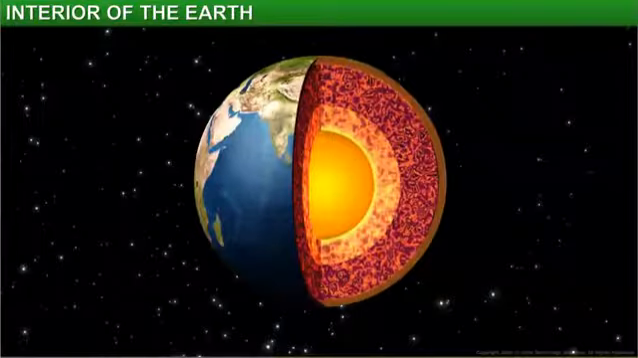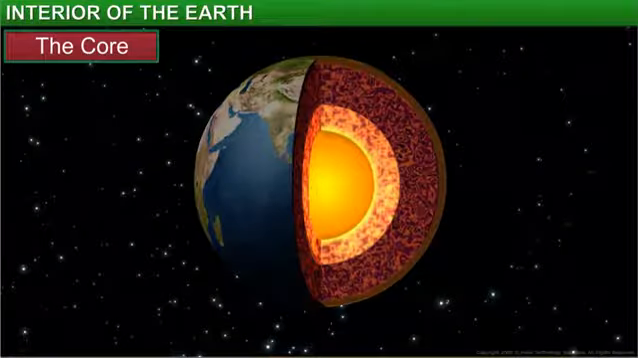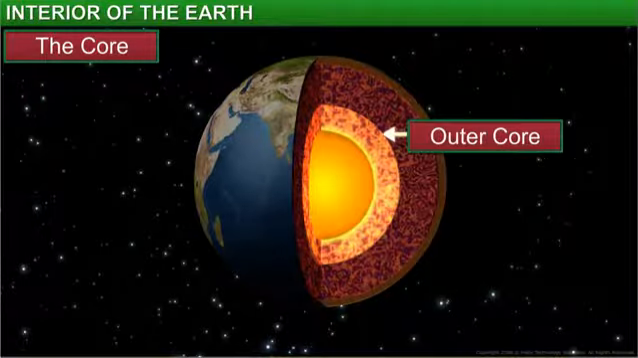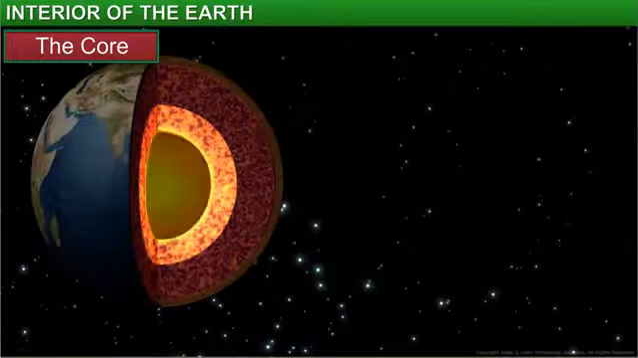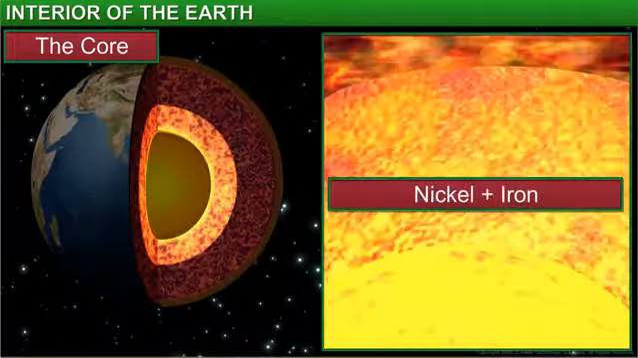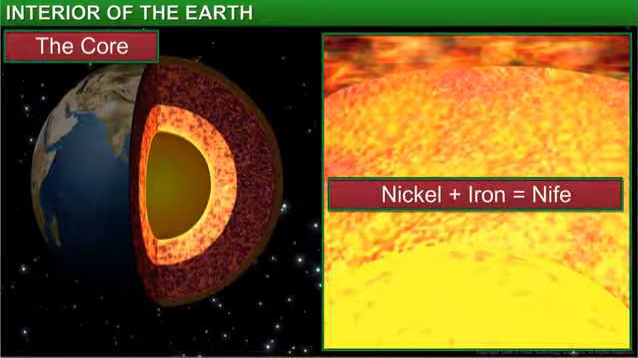Finally, as you go deeper inside the earth, you come to the core. The core consists of an outer core and an inner core. The outer core lies just below the mantle and is mainly made up of nickel and iron. This combination gives it the name NiFe. The materials within the outer core are in a liquid state.